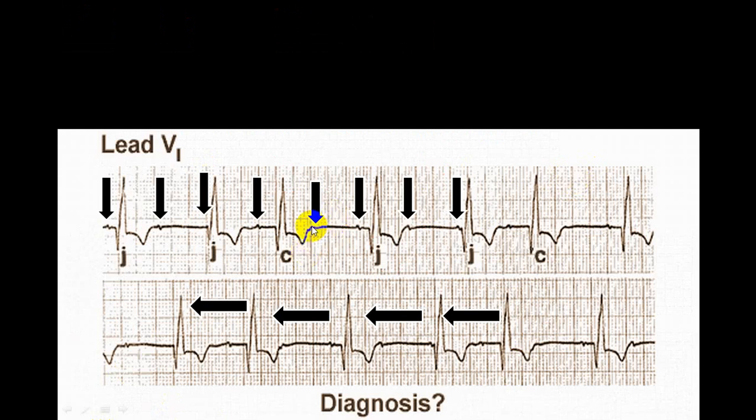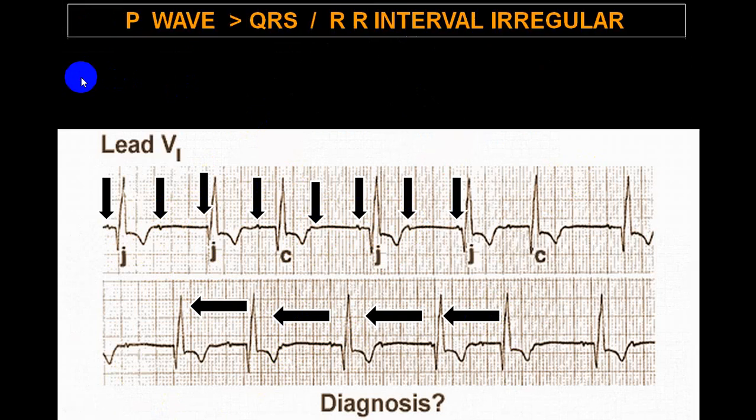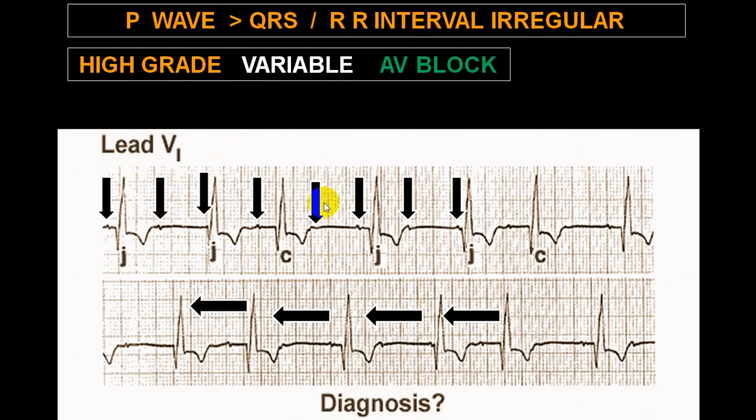Now here you can see there are some P waves where there is no QRS complex. You got a P wave, there is no QRS complex. And you can see the RR interval is changing. So here the RR interval is irregularly irregular and P waves are more than QRS complexes. This will very frequently happen if a person has a high degree AV block, because P waves are more than QRS complexes. High degree variable AV block.